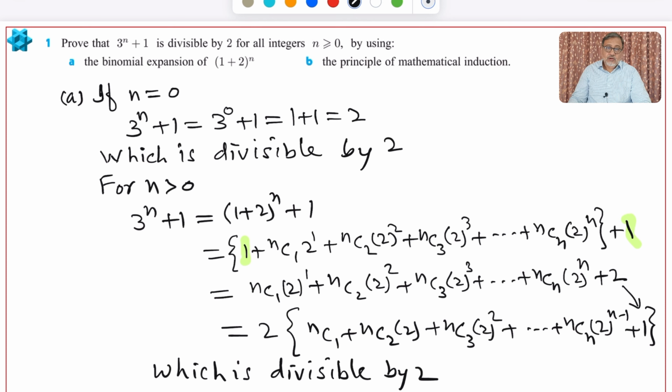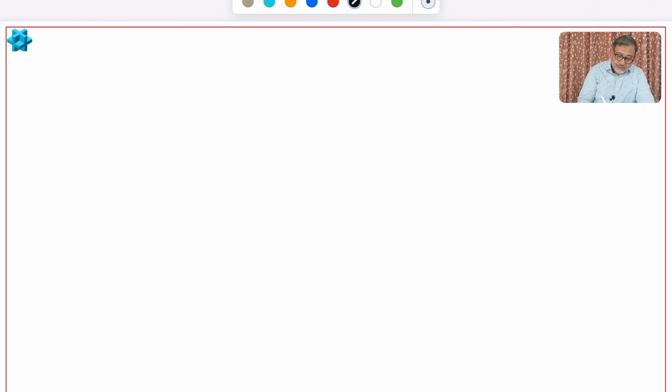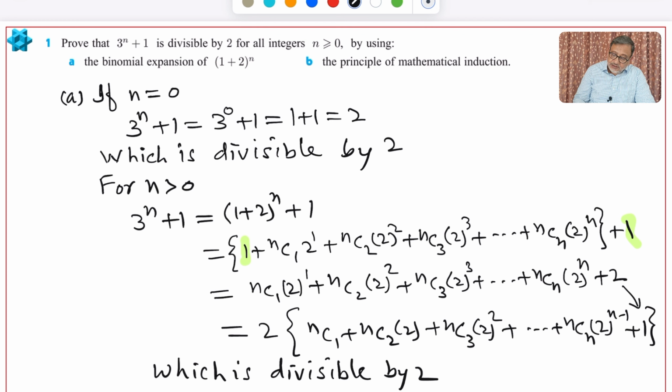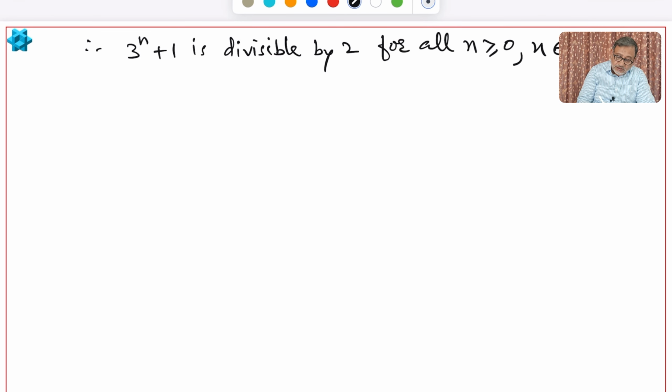Okay, so therefore we say 3 to the power n plus 1 is divisible by 2 for all n greater than or equal to 0 where n belongs to Z. N is an integer. Now the second part says the principle of mathematical induction. So we have to use the principle of mathematical induction. So B part, using principle of mathematical induction.